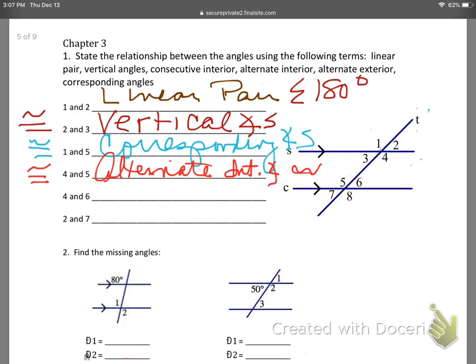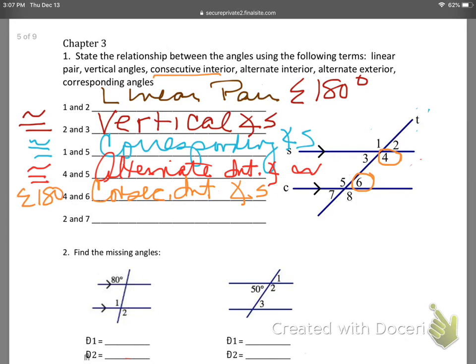The next problem asks us about 4 and 6. 4 and 6 are inside, and they're on the same side of the transversal. The textbook calls those consecutive. I'm going to abbreviate it that way. Consecutive, it's this word right up here, interior angles. And consecutive interior angles will sum to 180. So they're just like linear pairs in that they both sum to 180.